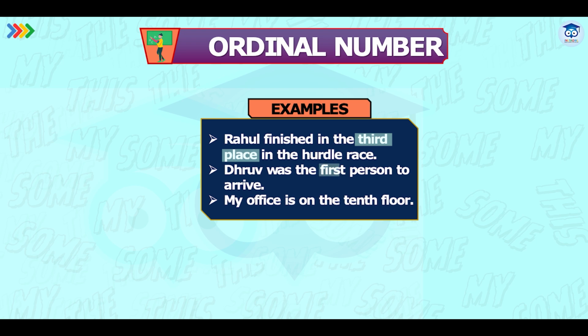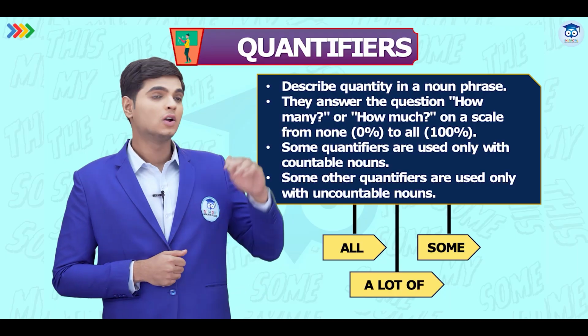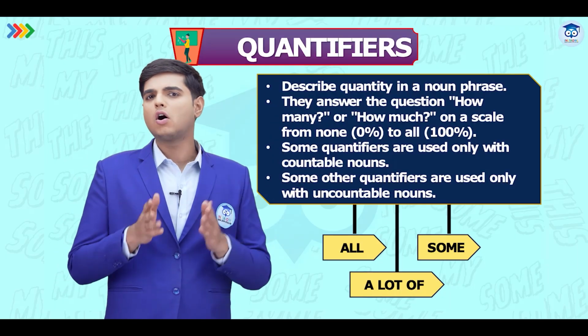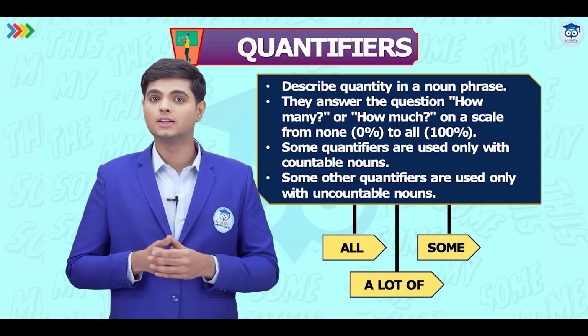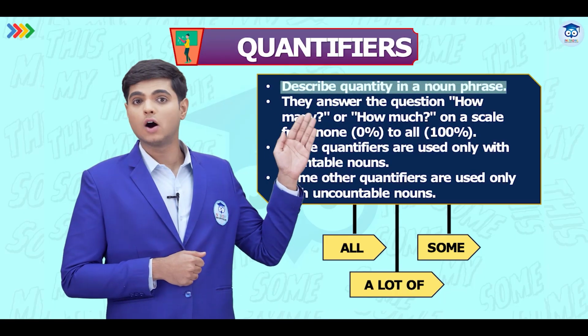In, Dhruv was the first person to arrive. The ordinal determiner first places him at the beginning of the order. And in, my office is on the 10th floor. The word 10th gives us the floor number, showing the order among many. Finally, let's explore quantifiers, which are all about quantity. Quantifiers are special determiners that describe quantity in a noun phrase.